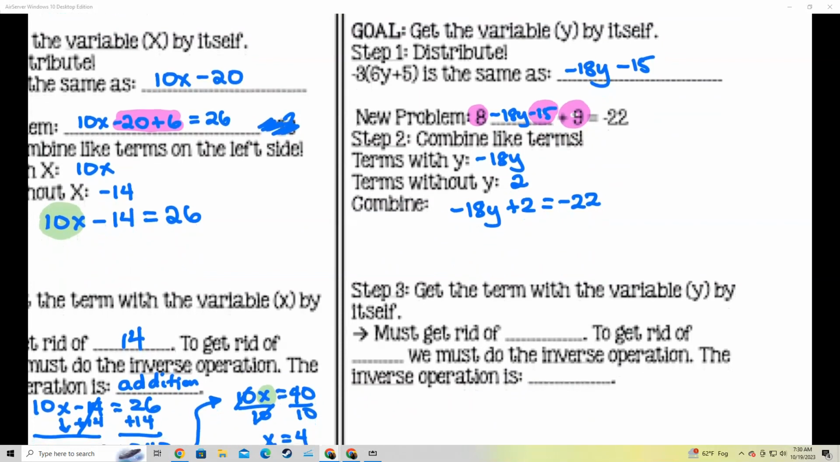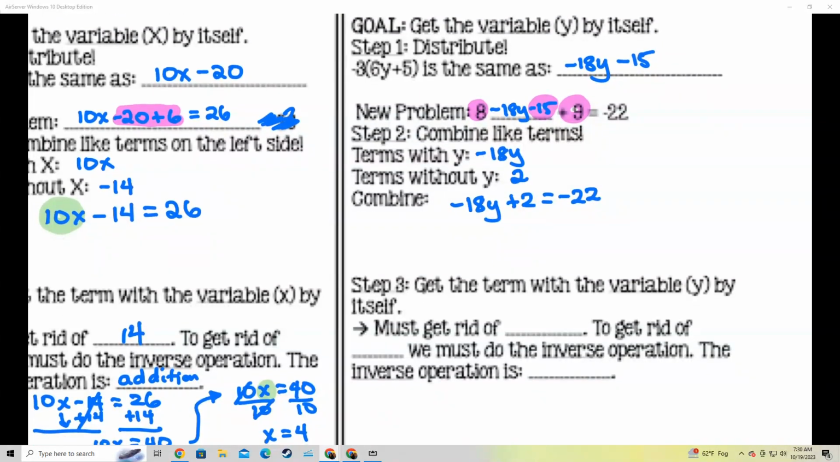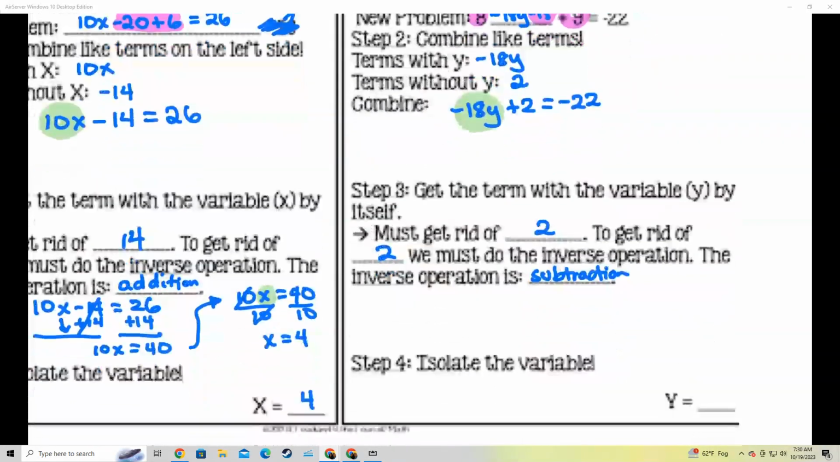Step 3 is to get the term with the variable y by itself. That is to say, I want to get this negative 18y by itself. In order for me to do this, I must get rid of the 2. To get rid of the 2, we must do the inverse operation. Right now it's being added by 2, so the inverse operation must be subtraction. So I get negative 18y plus 2 is equal to negative 22.